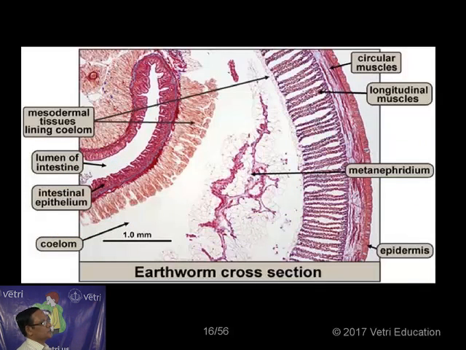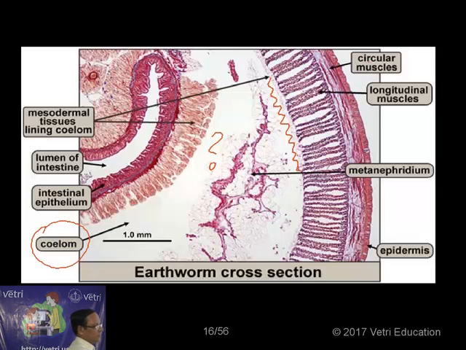Now, this is the arrangement. This is the original section taken, not the diagrammatic one. You can see the inner longitudinal muscles and outer circular muscles. And now we have the nephridia. The mesodermal tissues are lining the coelomic epithelium, not visible here, and then the intestinal epithelium. Now this is a body cavity. This body cavity is known as the coelom. The coelom is lined with coelomic epithelium derived from squamous epithelium.